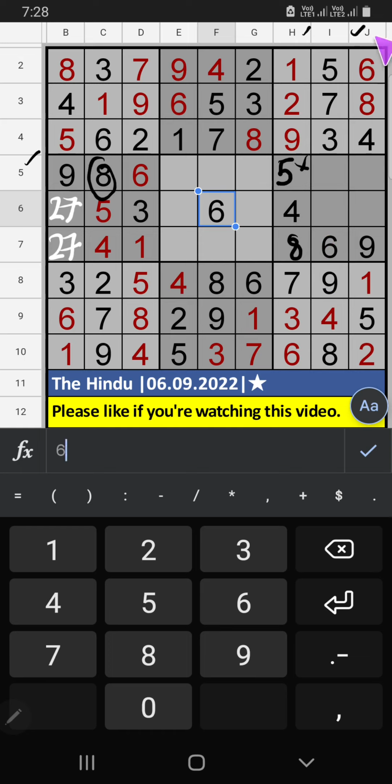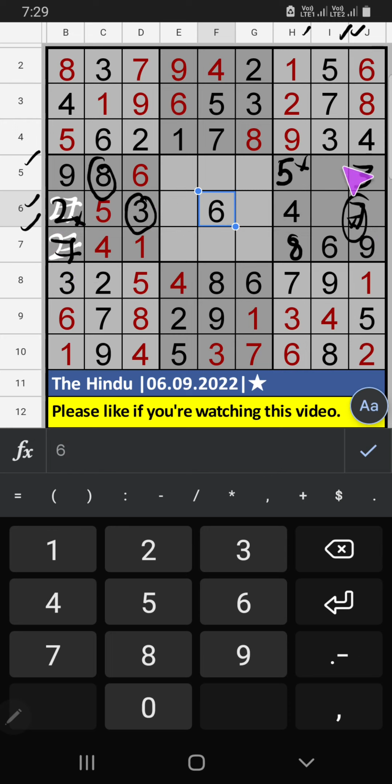Column J, 2 numbers are remaining, 3 and 7. 6th row, we have 3. So 3 can't come in the cell, 3 is confirmed here. Then 7 is here. 6th row, we have 7. So 7 can't come in the cell, 7 is confirmed here. Then 2 is here.